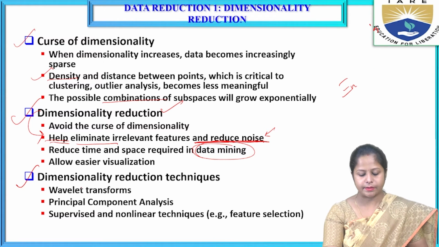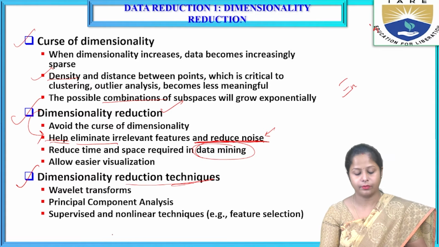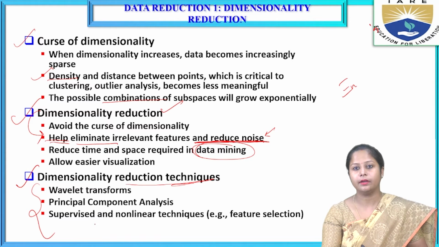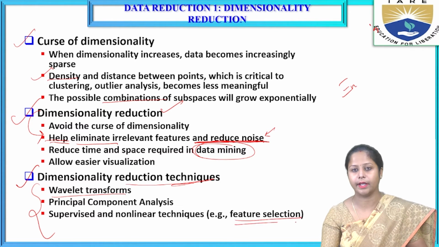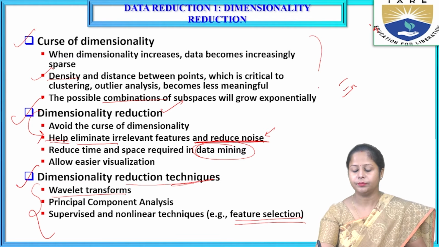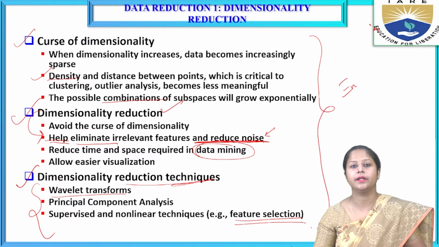The next topic is dimensionality reduction techniques. So what are these? We have some methods: wavelet transformation, principal component analysis, and supervised and non-linear techniques for feature elimination and feature selection. So these were some examples of data reduction methods for dimensionality reduction.